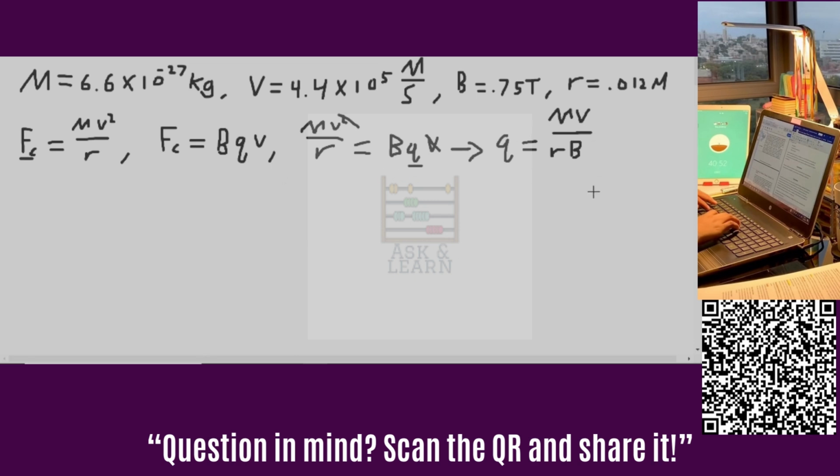Now we just have one equation, so we can plug in these numbers and solve for the charge. We plug in the mass, 6.6 times 10 to the minus 27th, the velocity, the radius, and the magnetic field. That gives you a charge. We know these are all in SI units, so this will come out in coulombs. We get a factor of 3.2 times 10 to the minus 19th.